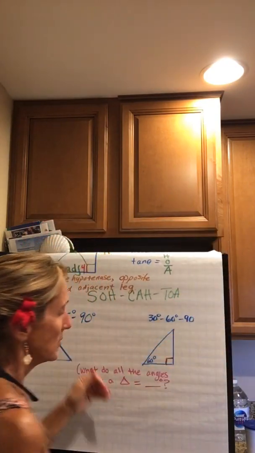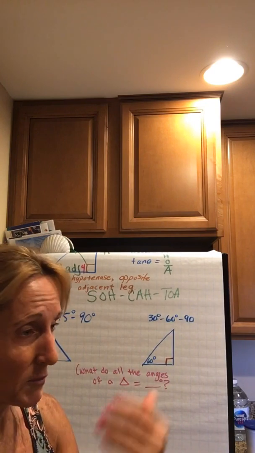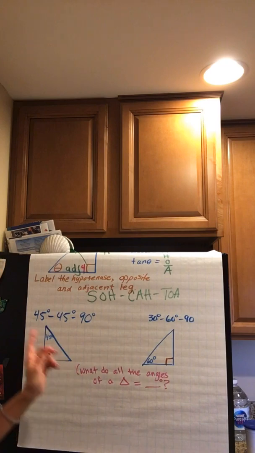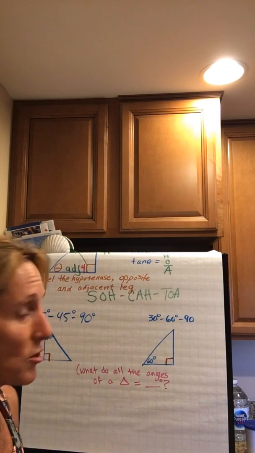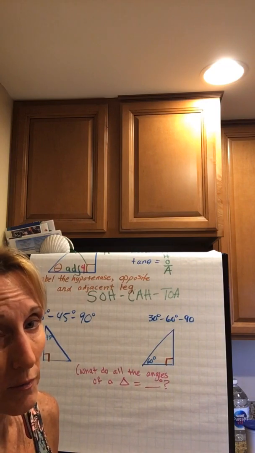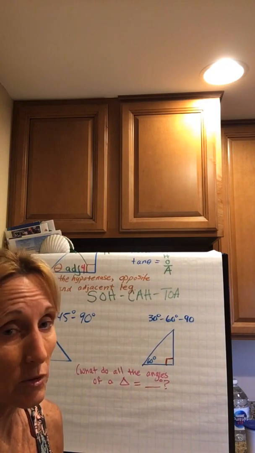Now here's something, these are special right triangles. This is something you're going to have to know to help you out for the unit circle. We've got the 45-45-90 and the 30-60-90. This is going to be real important for your homework for you to remember along with the SOHCAHTOA.